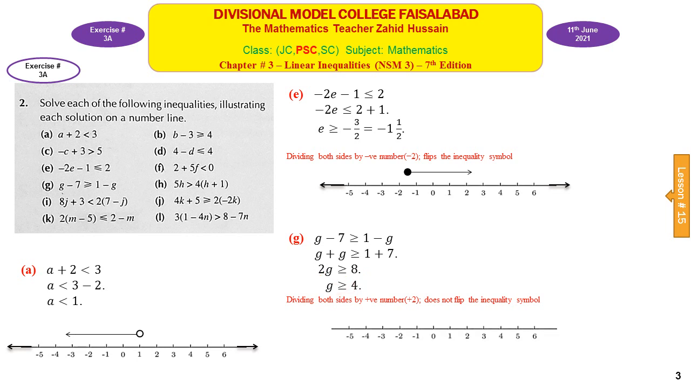Illustrate this inequality on number line. This is the number line. Draw a circle, and this circle will be a filled circle at number 4, and draw an arrowed line towards the right from the circle like this.